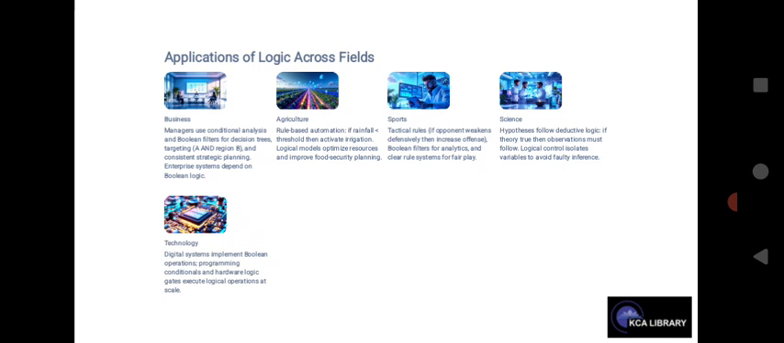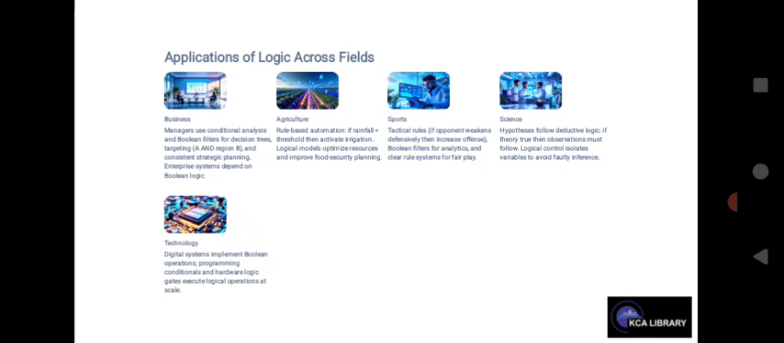In business, for instance, managers use conditional analysis and Boolean filters for decision trees, targeting A and region B, and consistent strategic planning. All right. In agriculture, rule-based automation: if rainfall is less than threshold, then activate irrigation. In agriculture, logic can also be applied. What about sports? In sports, in the formulation of tactical rules, for instance, if opponent weakens defensively, then increase offense. You see, that is simple logic.